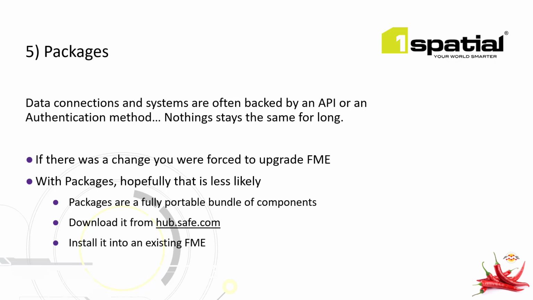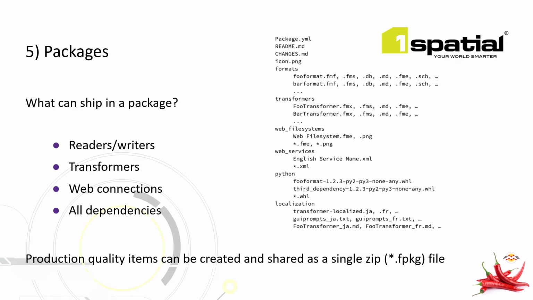And when a change is made, like say the authentication method changes for how we access ArcGIS Online, we don't have to upgrade all our local installations of FME Desktop if you've got a few of them in your business. We just have to download and update the FME installation with the latest available package for that tool. Packages can contain readers, writers, transformers, web connections, Python code, and other dependencies that Safe can update, and this then keeps us working with the minimum amount of disruption.